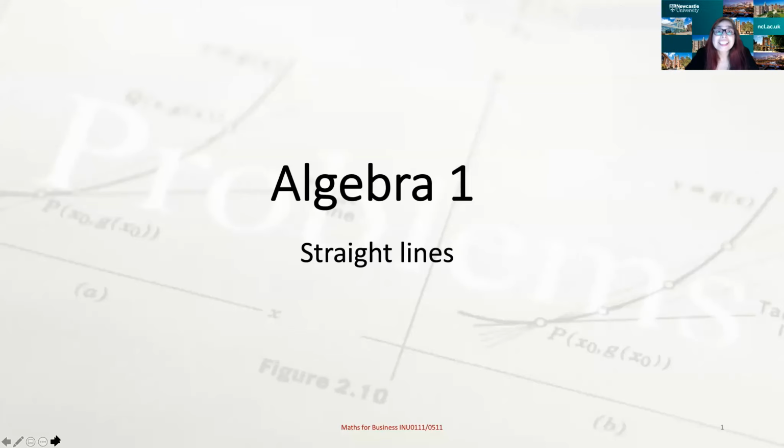Hi everybody, this is our first week of algebra. And in this week, we are going to concentrate on straight lines.